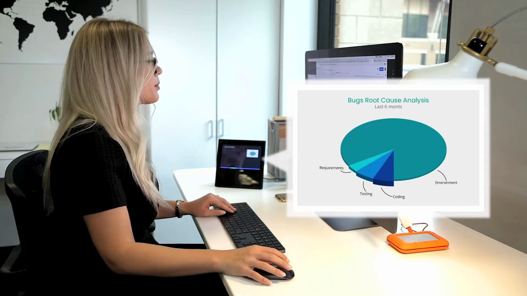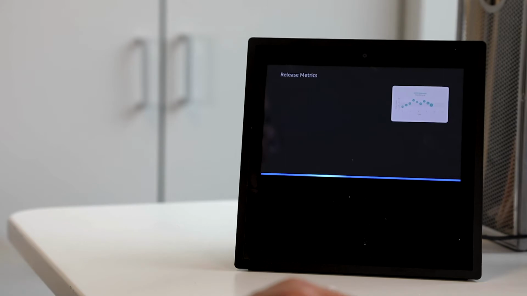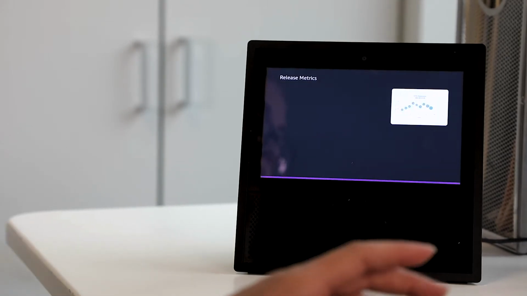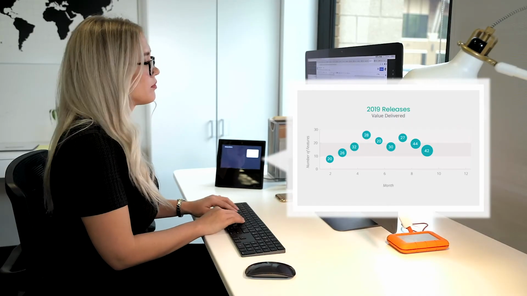How many releases were pushed to production this year? As per the data from Source Control System, there were 16 releases pushed to production in year 2019.